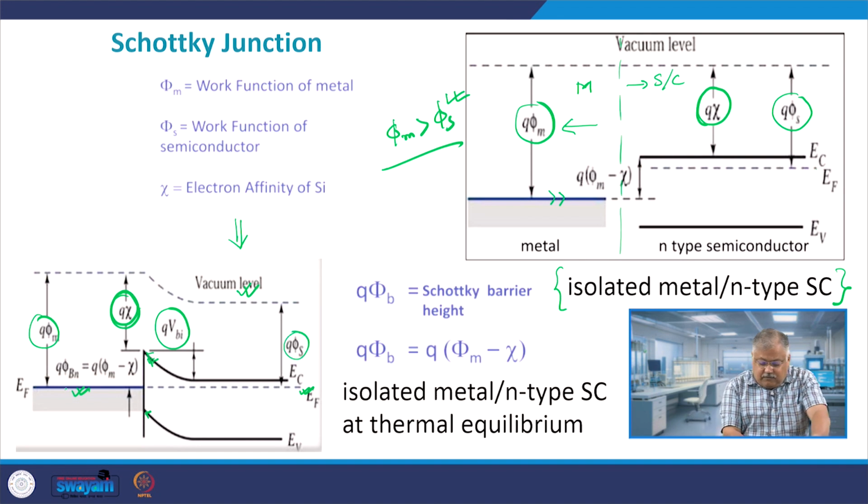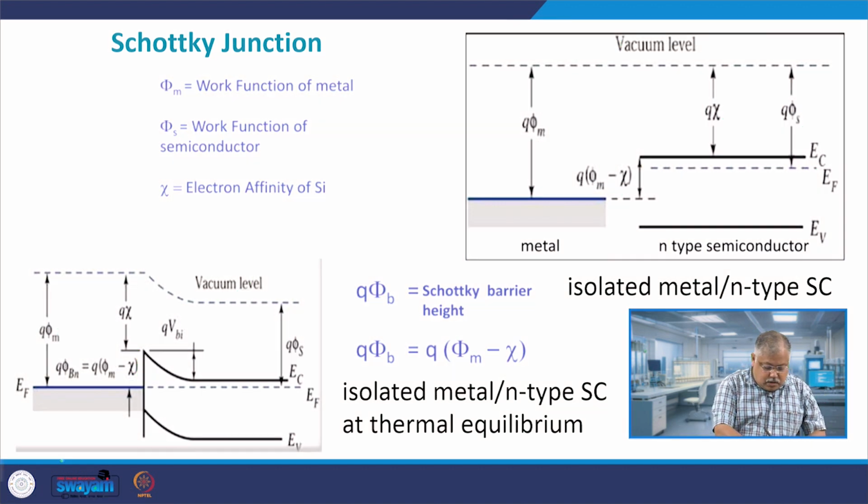Now, the effective value of q phi Bn is equal to q phi m minus chi, which I have written here also in the same manner, which means that the Schottky barrier height is equal to the energy difference between the Fermi level on the metal side, the work function, and the electron affinity. The difference between them is my barrier height. Why? Because this much energy barrier, the electron on the metal side has to rise in order to go towards the semiconductor side. So, this is my barrier.